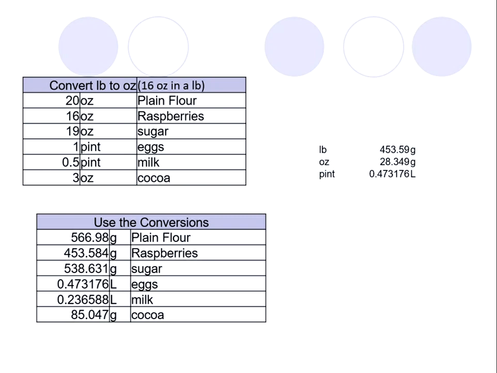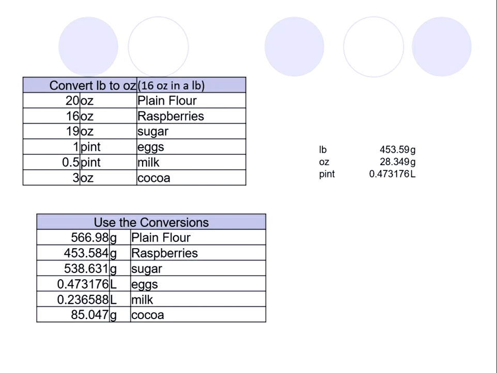We have half a pint of milk. So that's 0.5 multiplied by 0.473176, and that gave us 0.236588 litres of milk. And then the cocoa, we had 3 ounces of cocoa. We're back up to the ounces conversion, so it's 3 multiplied by 28.349 grams, and that gave us 85.047 grams.